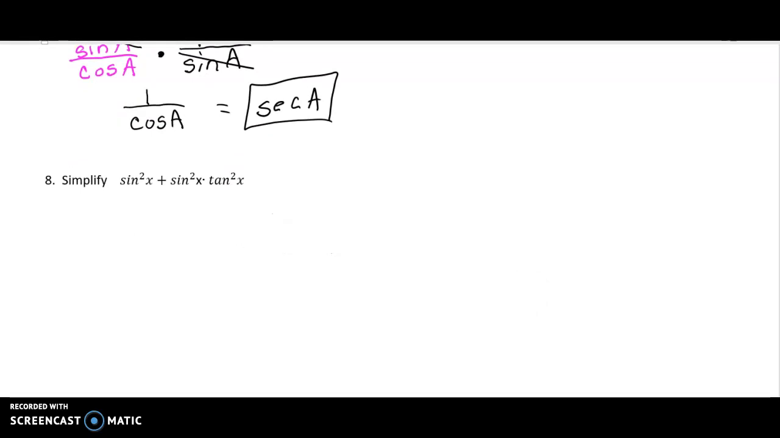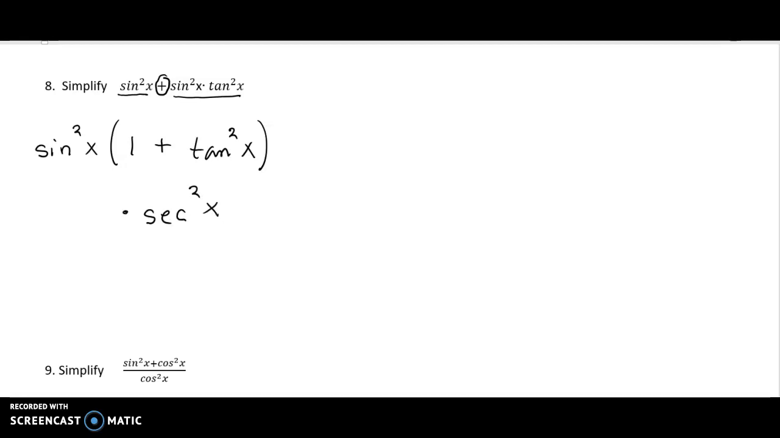Example number 8. In example number 8, I see we have a binomial. Binomials are made up of two terms separated by either a plus sign or a minus sign. In this problem, I noticed that the two terms have sine squared in common. So I'm going to factor out the sine squared. I would have 1 plus tangent squared. I know that 1 plus tangent squared is secant squared. So now I'm down to sine squared times secant squared.